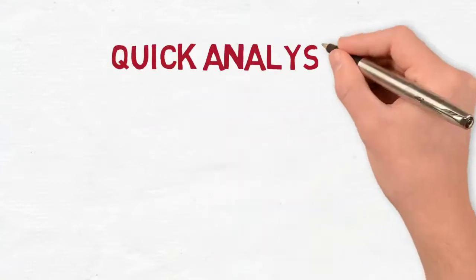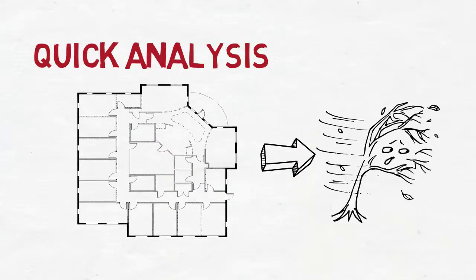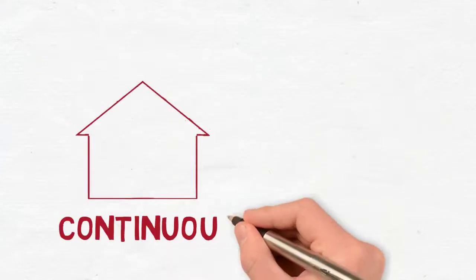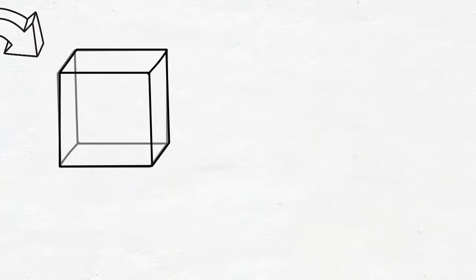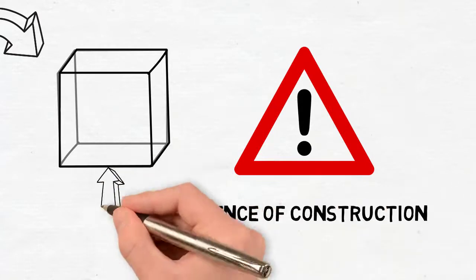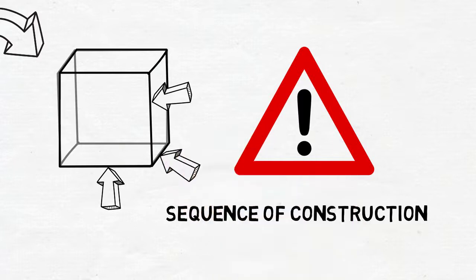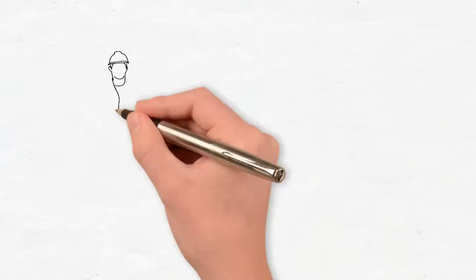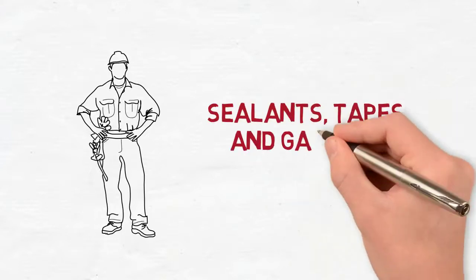After the quick analysis of our design, we continue with focusing on the air barrier. The air barrier needs to be continuous on all 6 sides of the building. It is important to understand the sequence of construction that needs to happen at the intersection of the products to maintain a continuous air barrier. The air tightness is typically maintained with the use of sealants, tapes, and gaskets.